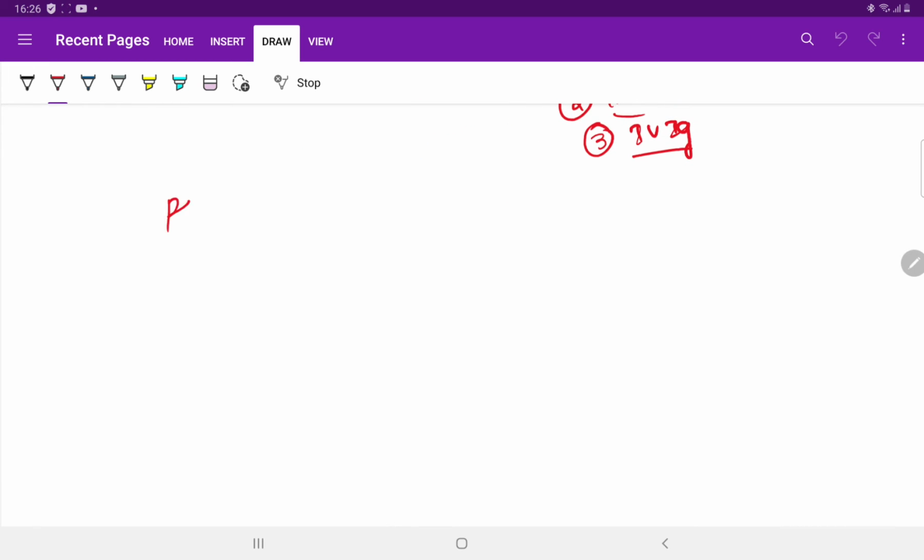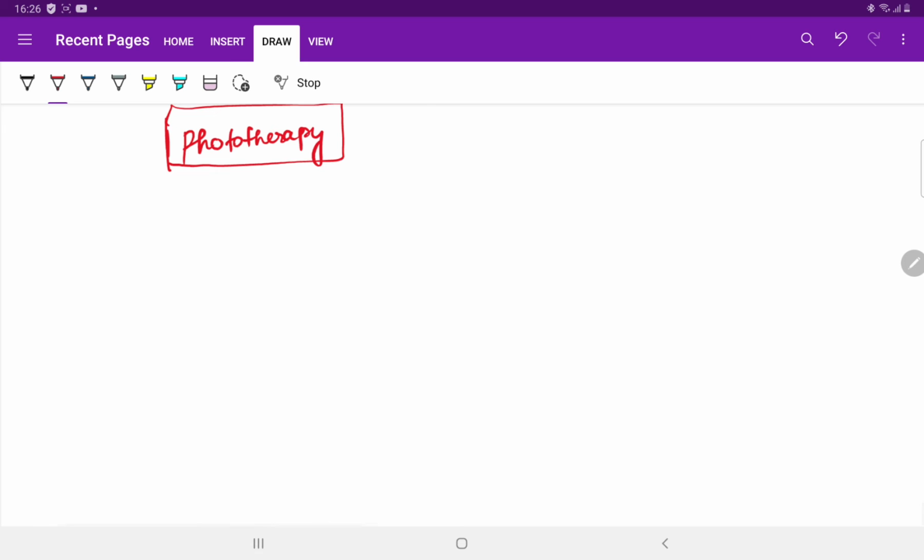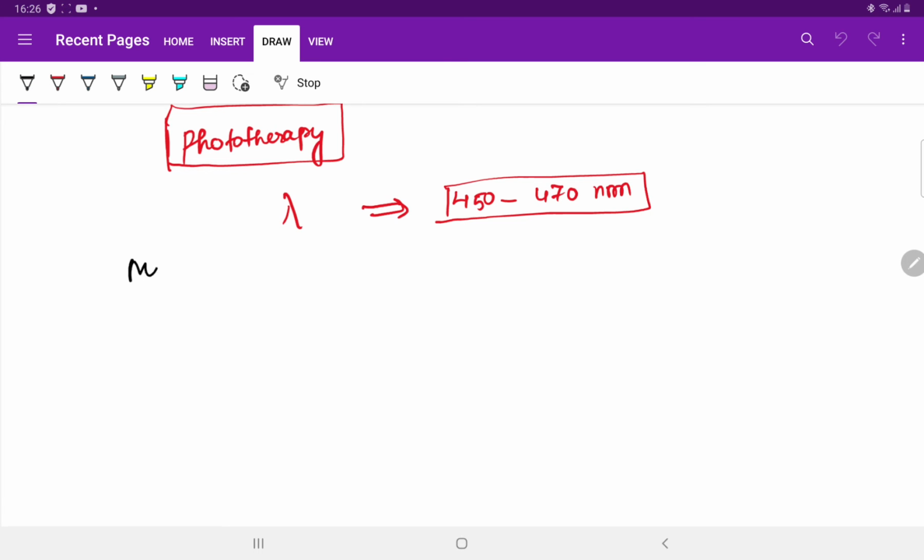So let us come to phototherapy. Some points regarding phototherapy will help us understand how it works, right? The most effective wavelength used in phototherapy is 450 to 470 nanometer, right? 450 to 470 nanometer is the most effective wavelength that is used. Coming to some other facts, how phototherapy works is quite often asked in the viva.